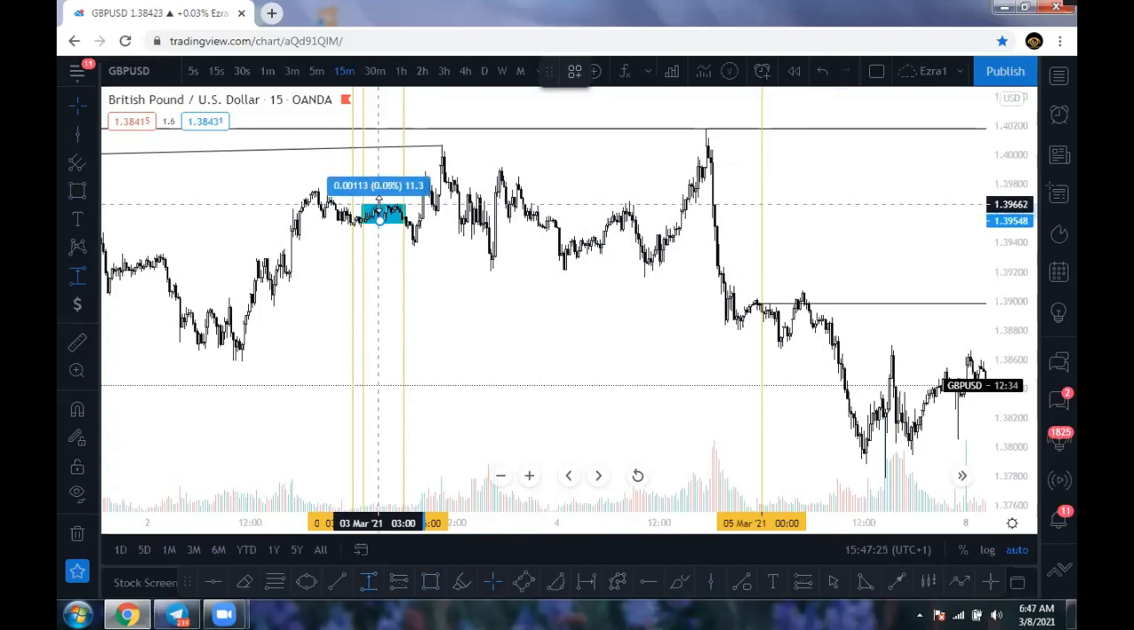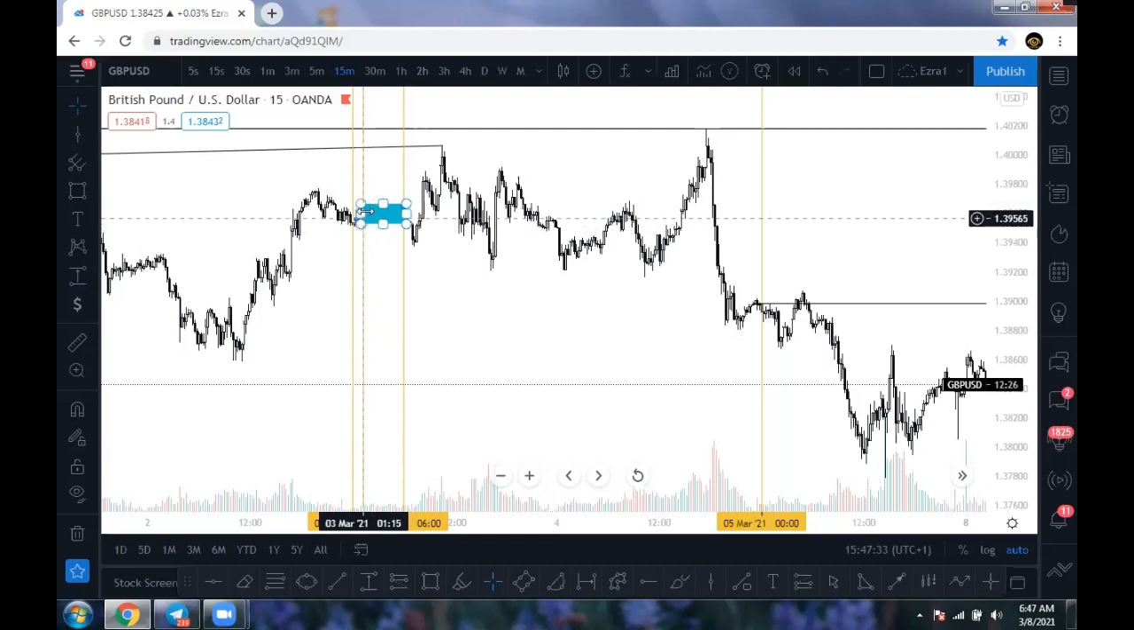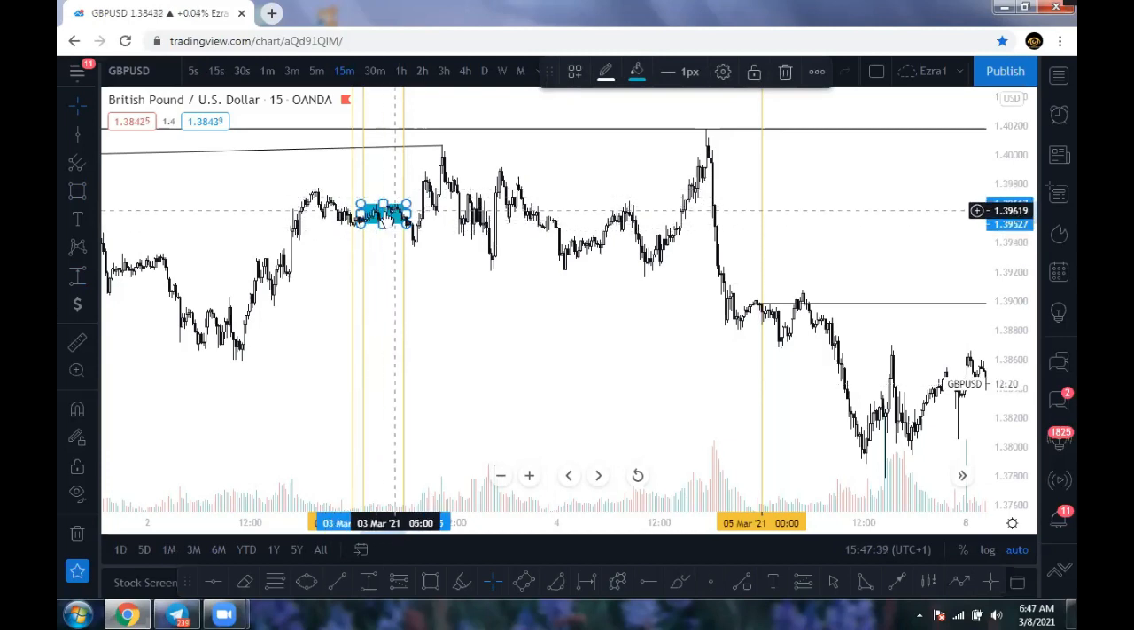We won't be using it. We use it as a confluence. This is 11 pips as the range. So one standard deviation means the same size as this rectangle box here.